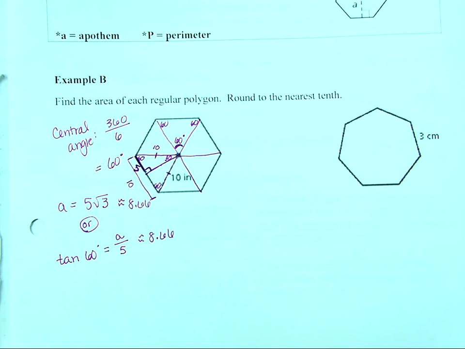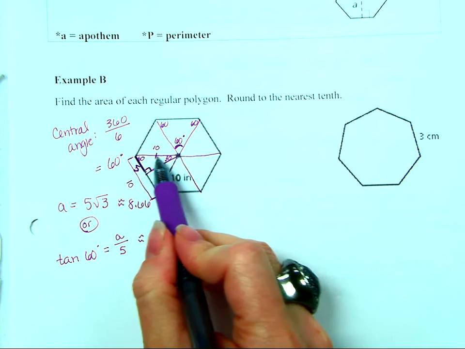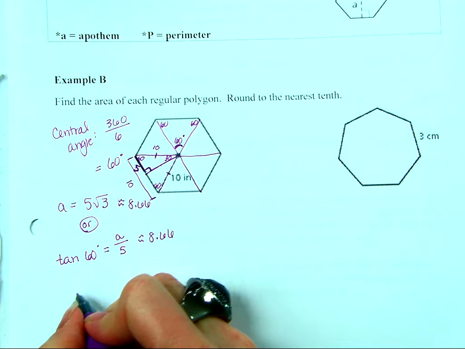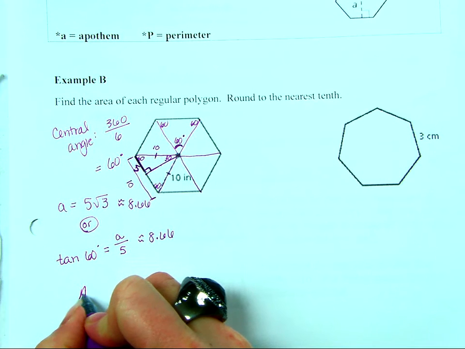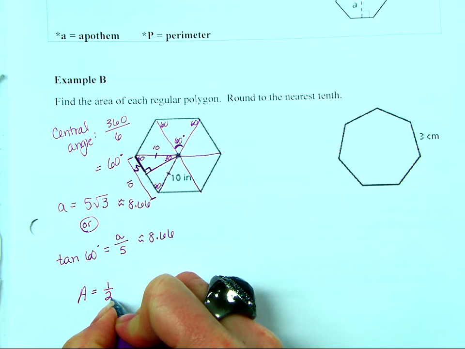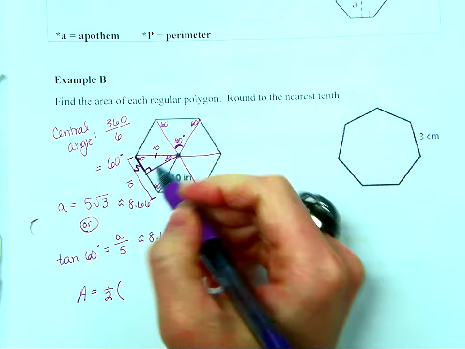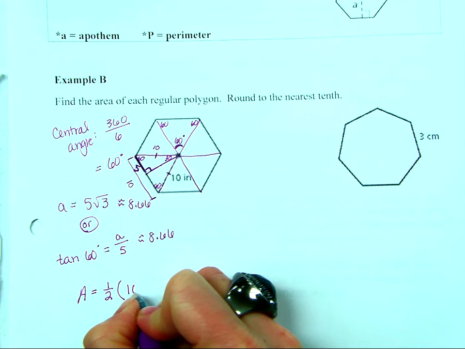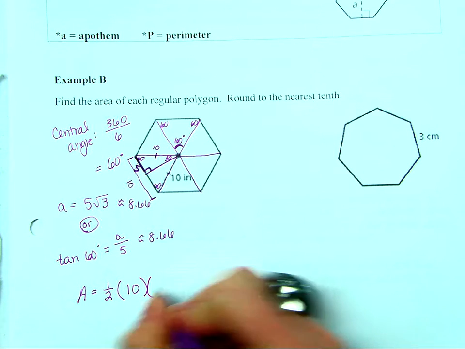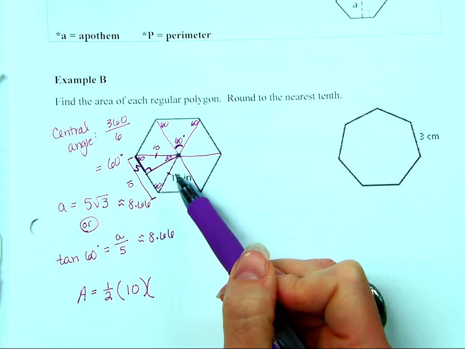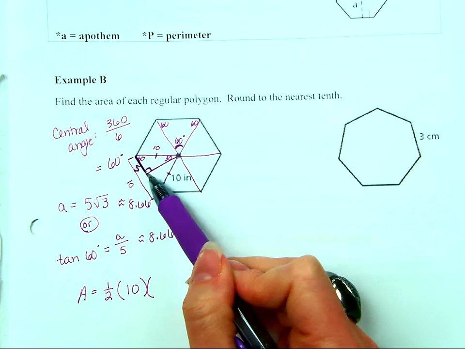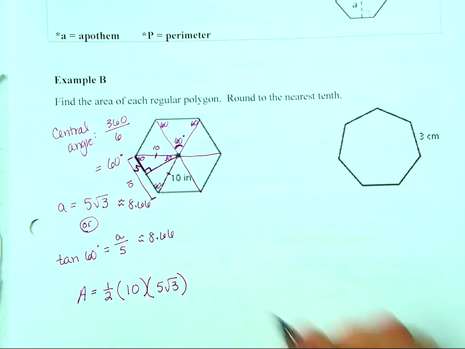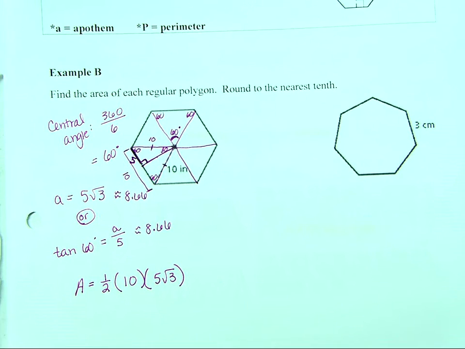Okay, so what are we trying to find? Well, let's go ahead and find the area of one of those triangles. The area of my triangle is 1/2 times the base. I'm going to do the equilateral triangle, so I'm going to use a base of 10. And my height, well, I could use a height of my apothem, 8.66, or I could use the 5 root 3. Now that would give me the area of one triangle.